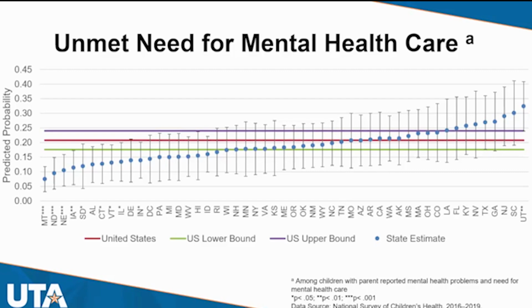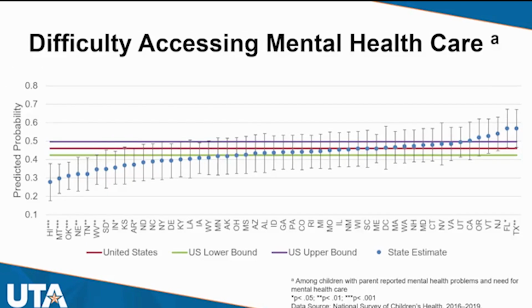Now for difficulty accessing mental health care. Again, you'll see more states clustered on the left that have lower rates of difficulty accessing mental health care than the national average, and a few states on the far end that have significantly higher rates than the national average. California is usually somewhere in the middle, not statistically higher or lower than the national average on either of these measures.